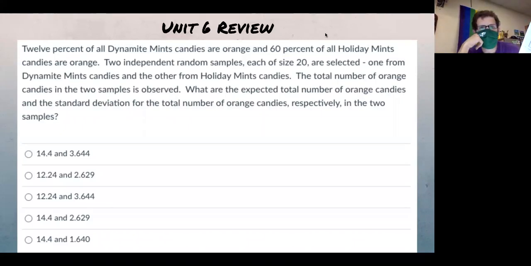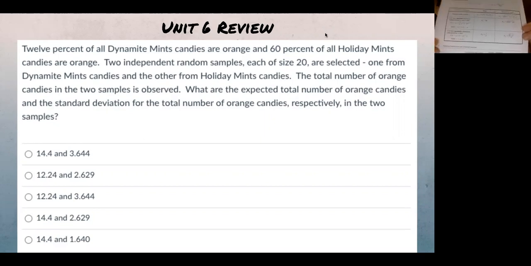You can figure out that we're looking for an expected number of candies, and we basically have a binomial situation because we have a set number of trials. Each one of these candies is a trial. So there are 2 independent random samples, each of size 20. When you combine them, it becomes a total sample of 40. How many orange candies would you expect in the combined sample? Because we're dealing with a certain number of trials and we're looking for the number of successes, we are going to be looking at binomial.